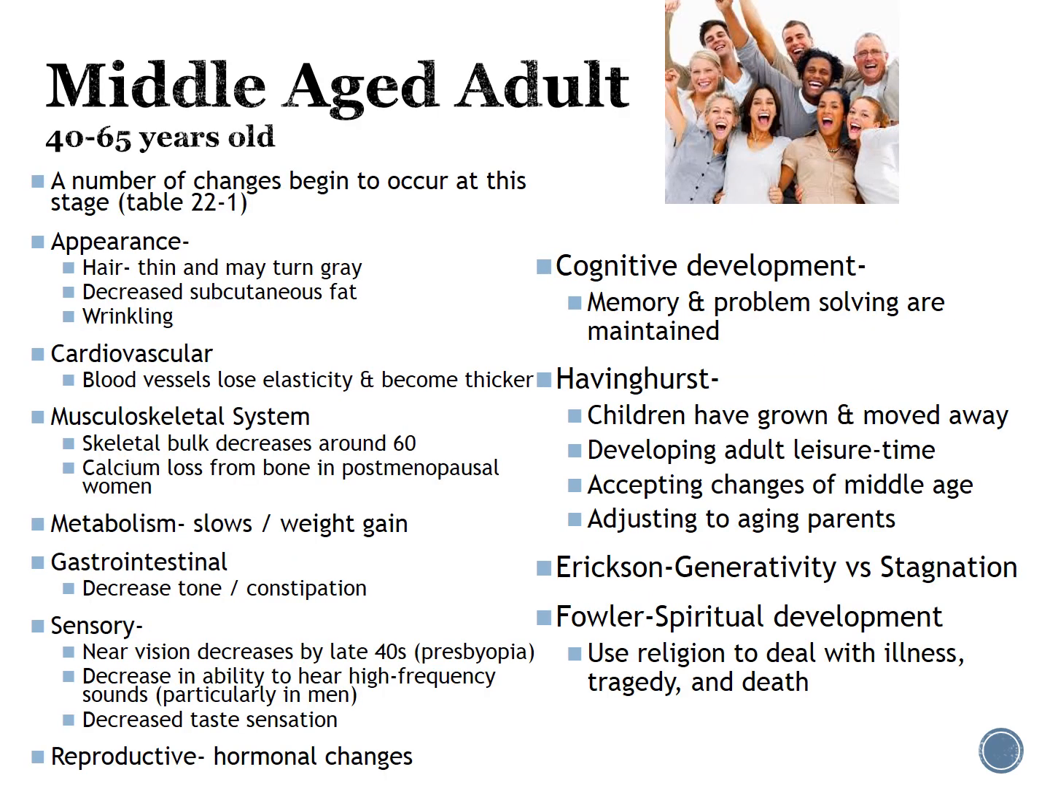For this test, I want you to pay attention to the different tables and boxes in your book that outline the health promotion guidelines at each stage and also the physical changes that occur for each stage. On page 358, table 22-1 outlines the different changes that occur in a middle-aged adult, as according to their physical changes that you need to know.